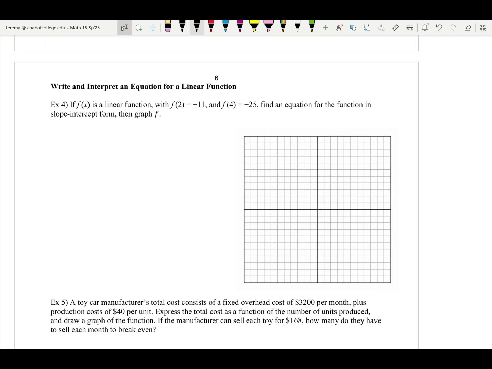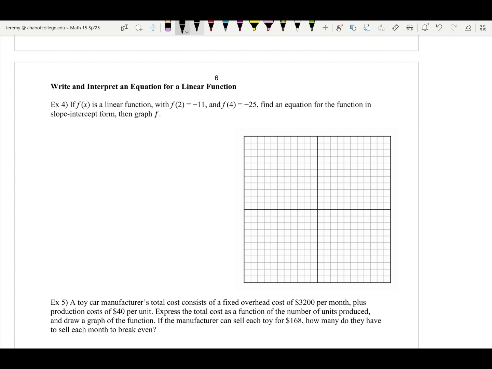Example 4 on page 6. What we're doing here is talking about writing and interpreting an equation for a linear function. So moving past just slope and rate of change, let's talk about actual equations of functions. So f of x is a linear function with f of 2 equal to negative 11 and f of 4 equal to negative 25. Find an equation for the function in slope-intercept form, and then we want to graph f.